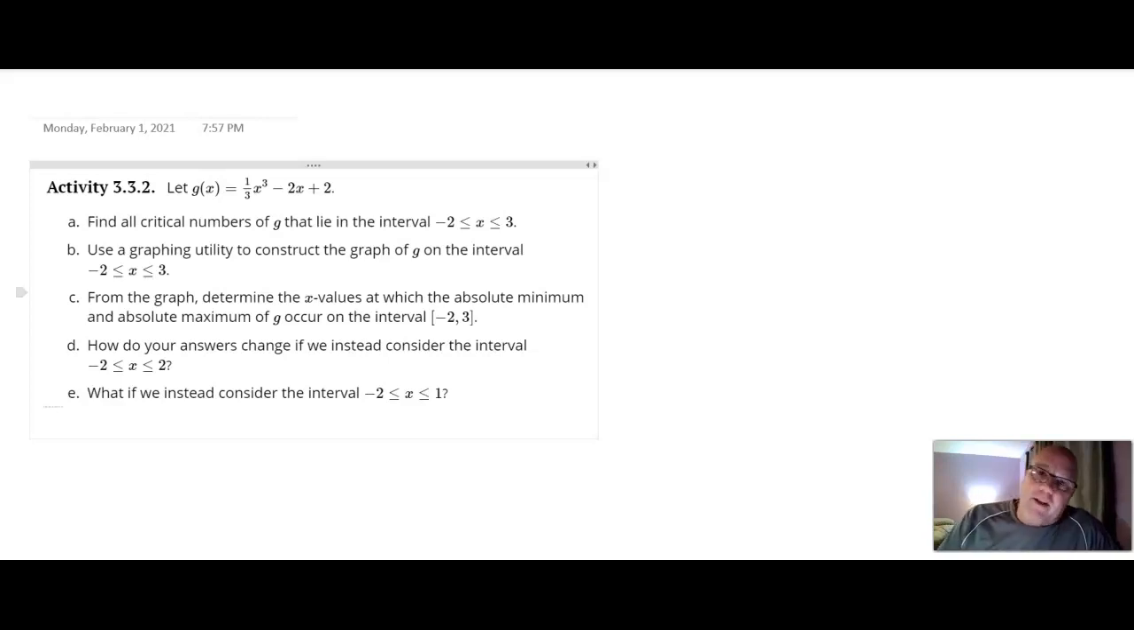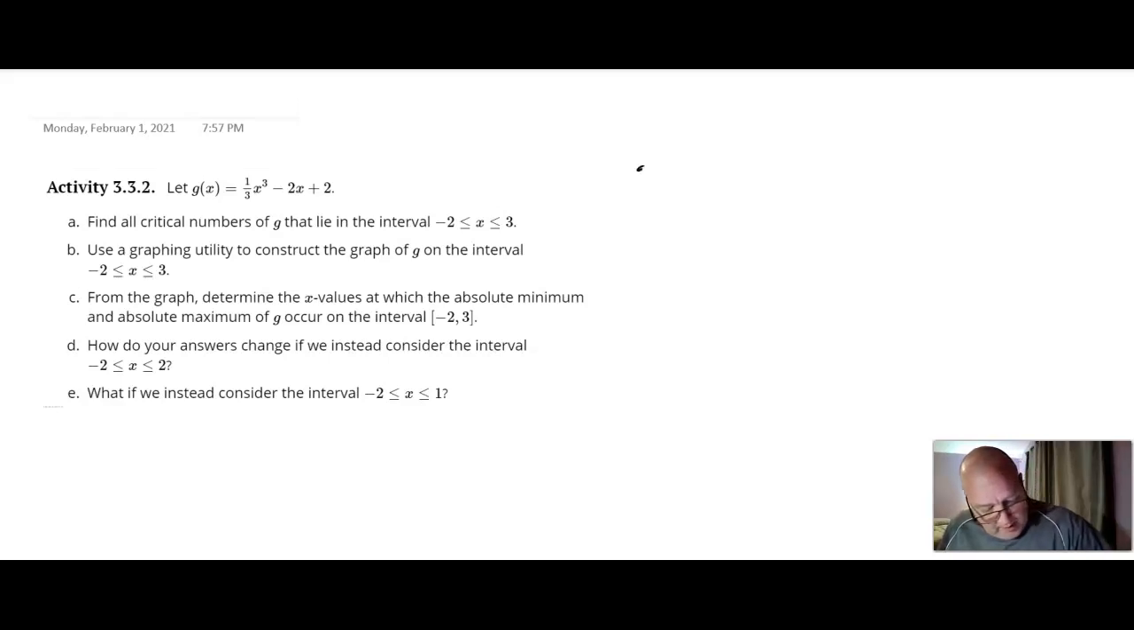All right, calculus folk. I also wanted to go through activity 3.3.2 with you because, again, I felt in class today it was very, very rushed. There's a lot of good stuff happening in this problem, especially with the calculator, that I don't want you to miss. So let's go through activity 3.3.2.